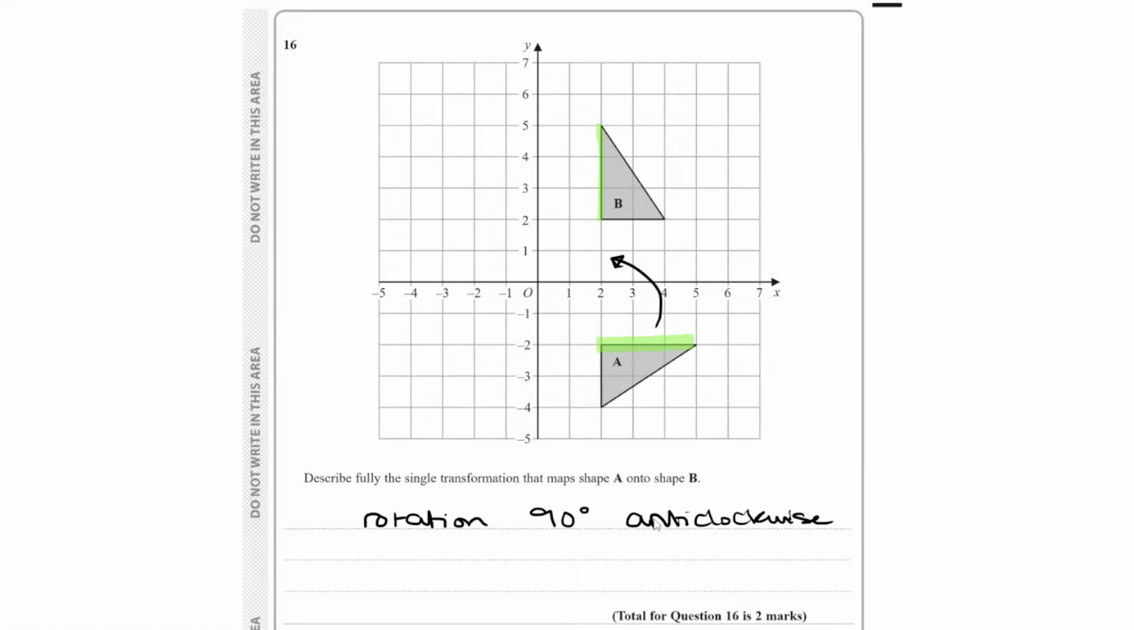And then there is one more other thing I need to mention. So you'd only get 1 mark if you wrote that, right? You don't get any marks for just writing rotation. You have to write at least one detail about it. That's the thing to know about the mark scheme.